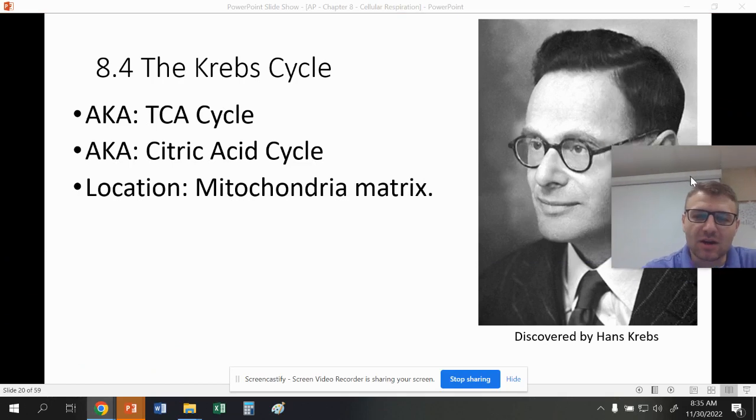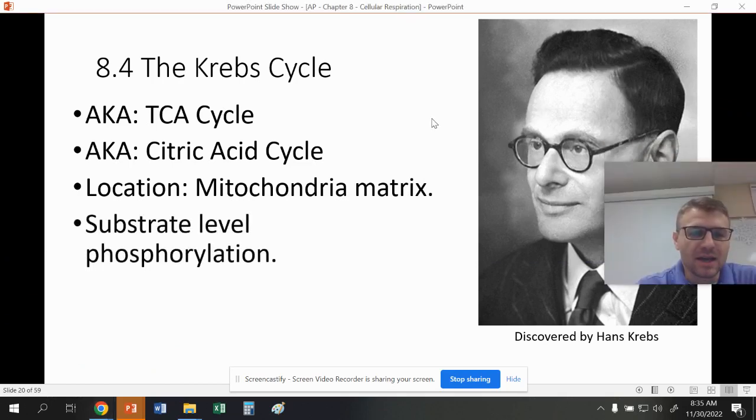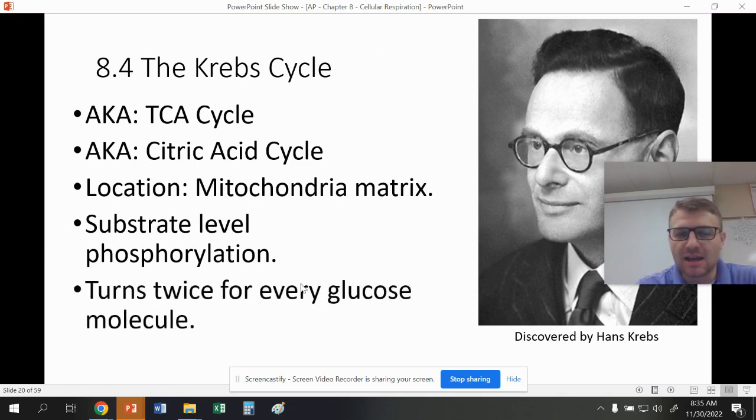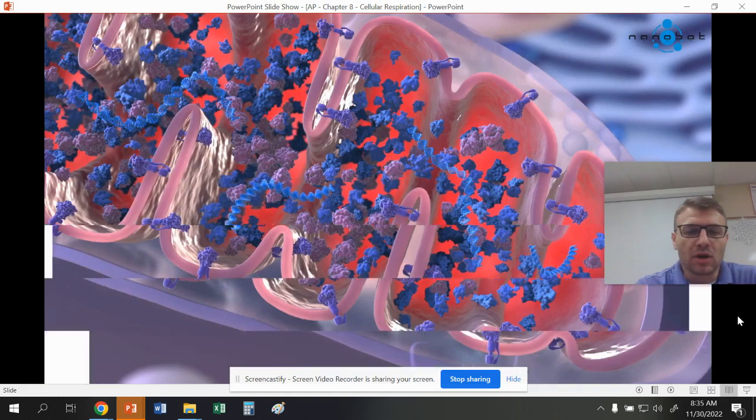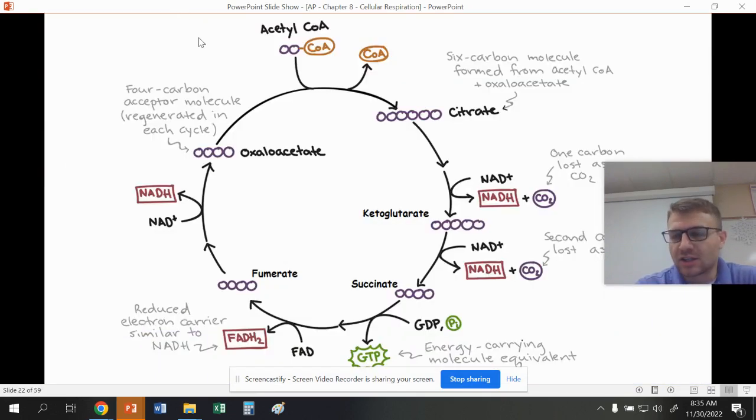It occurs in the mitochondrial matrix. The ATP that's produced here is produced by substrate level phosphorylation, and we'll get back to that when we look at the actual cycle. This occurs twice per glucose molecule, because in the mitochondria we are going to take in 2 pyruvates that get changed into 2 acetyl-CoA. So both these acetyl-CoAs will go into this cycle, and it will make it turn twice.